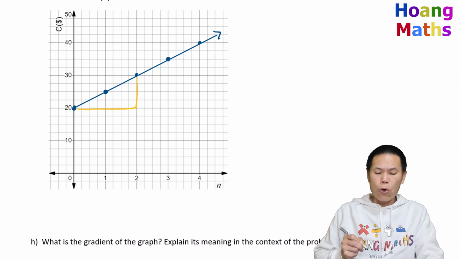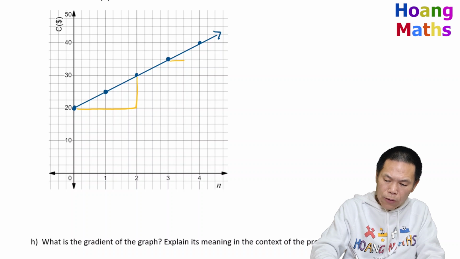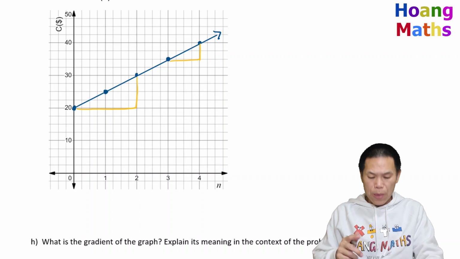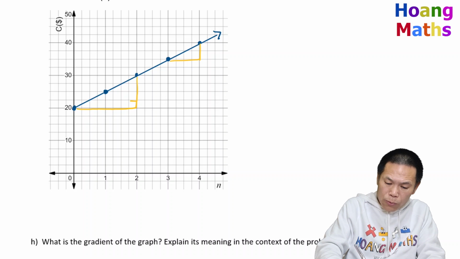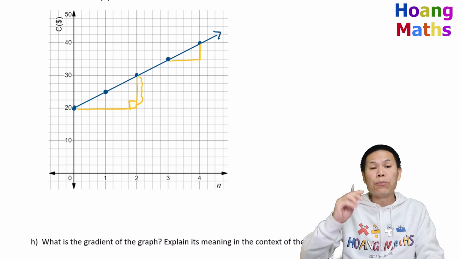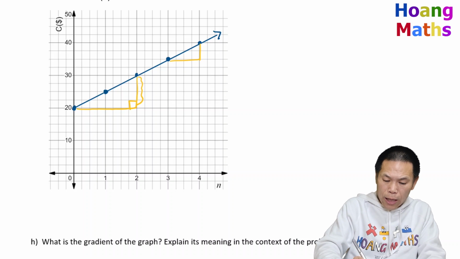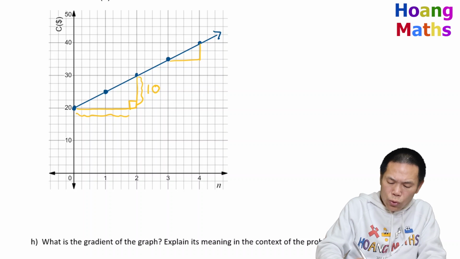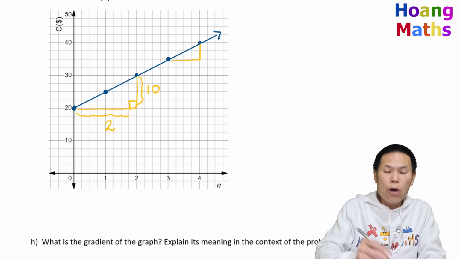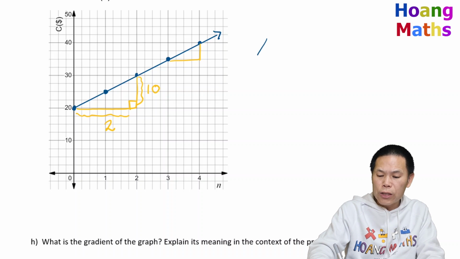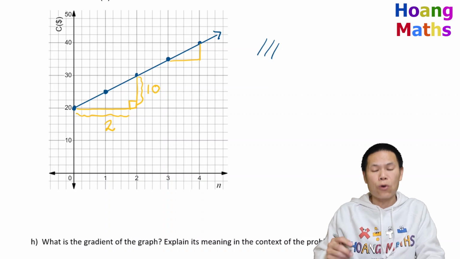Of course, you can draw like this if you wish. And at the end of the day, you get the same answer. So let's start from this one here. So we know that the rise is from here to here, from 20 to 30. So that is 10 units or $10 if you wish. And from 0 to 2, so that is 2. And we know that the gradient is rise over run. And the line going this way, so we have a positive gradient.